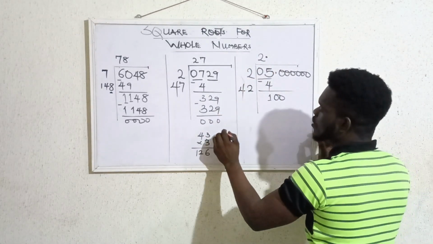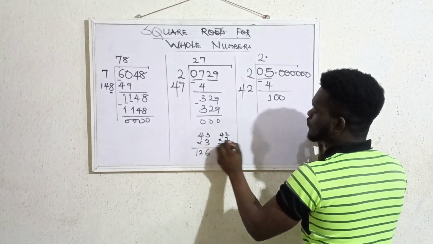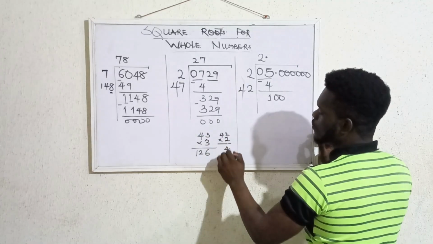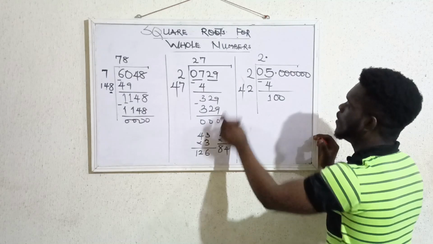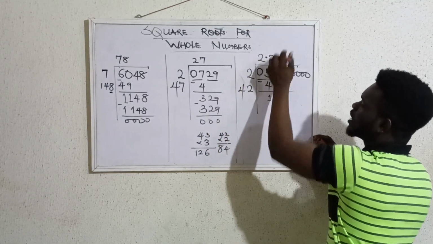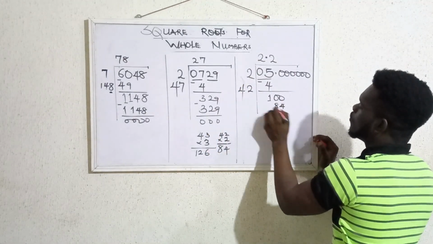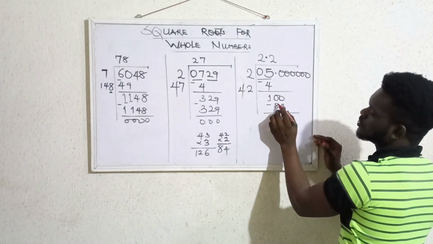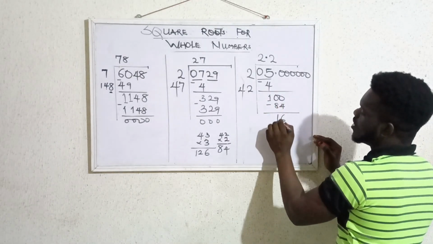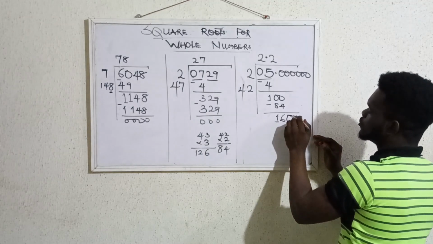Let's try our 2. So 42 times 2. 2 times 2, we have 4. 2 times 4, we have 8. So we have 84. So you put your 2 here. 42 times 2, you have 84. Subtract it. 10 minus, sorry, this is already 9. 9 minus 8, you have 1. So you add your 2 new zeros.